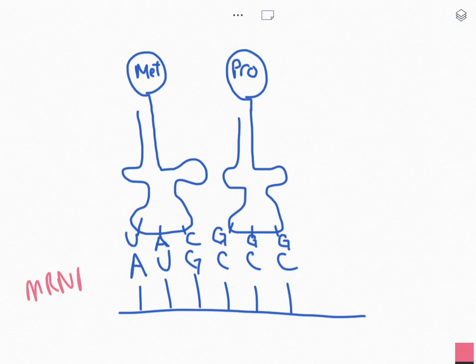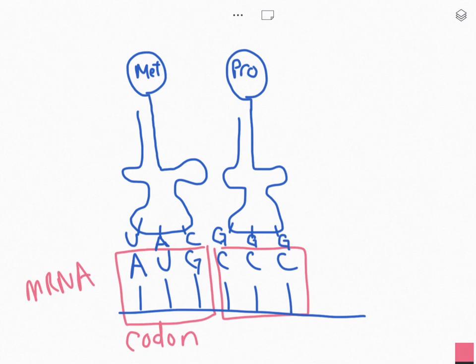Okay, let's take a look at the process of translation. So in translation, we have a piece of mRNA that provides the code for making a protein. And so what we're going to see is that the mRNA that we made in transcription is going to leave the nucleus and travel to the site of protein synthesis, or where proteins are built, which is the ribosome. And so what we have down here in the bottom of the screen is our mRNA right here.